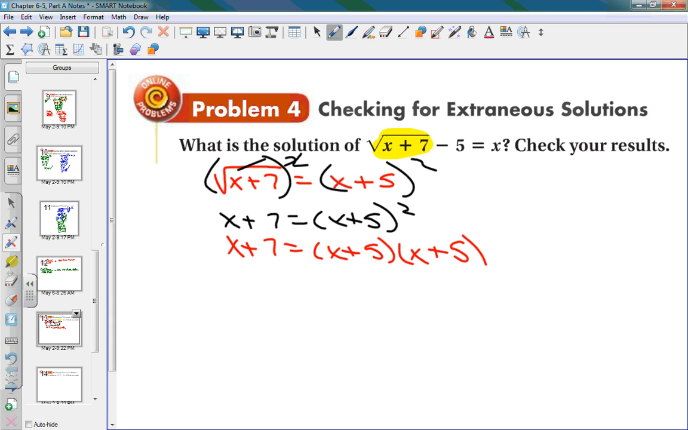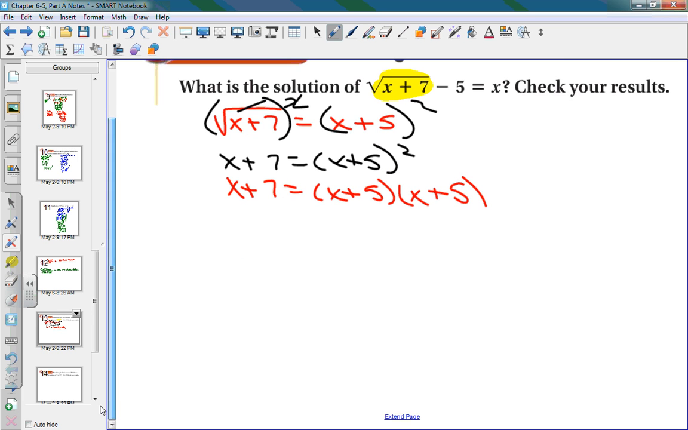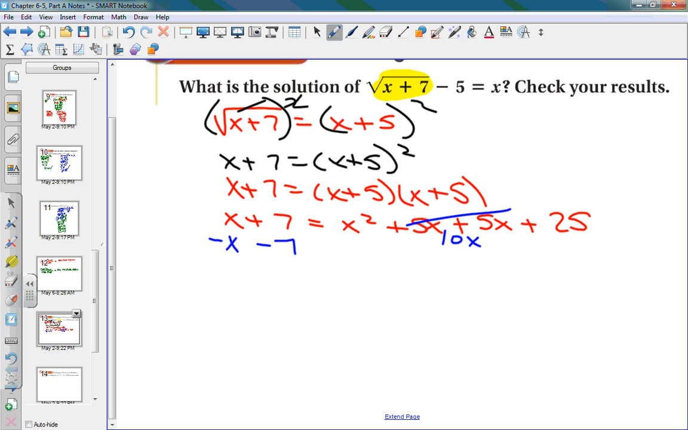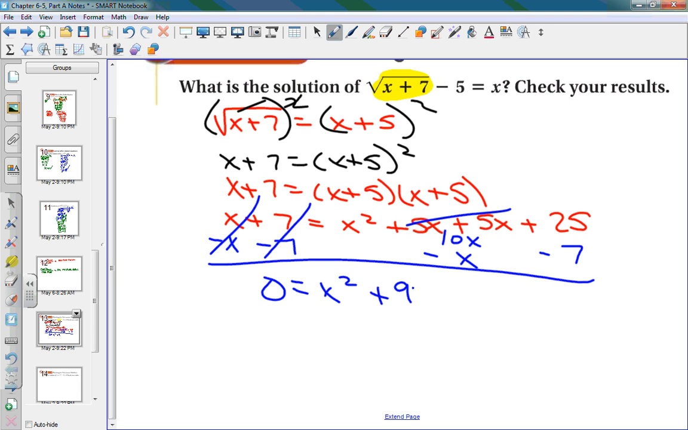So what do you think I need to do? FOIL. Good instinct. First is x squared, outer is 5x, inner is 5x, and last is 25. Now what's your gut telling you to do? Make it equal to 0 and combine like terms. Well, this is going to give you a 10x, and then if I subtract x and 7, I get 0 is equal to x squared plus 9x plus 18. Do you see how we combine like terms and then set it equal to 0 in one step?